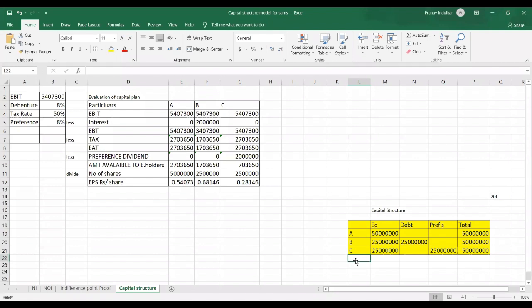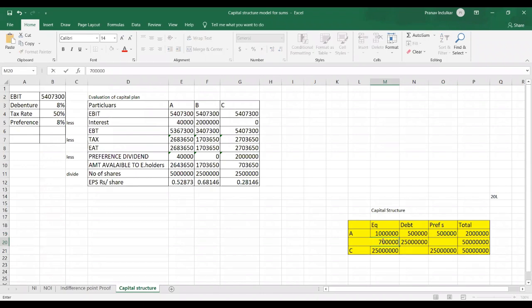Okay. So the plan is, if we are going by A, the equity capital will be how much? 10 lakhs. Is that clear? Debt will be issued at 5 lakhs. Okay, preference shares will be 5 lakhs. Is that clear? Is that clear to all? Yes, sir.